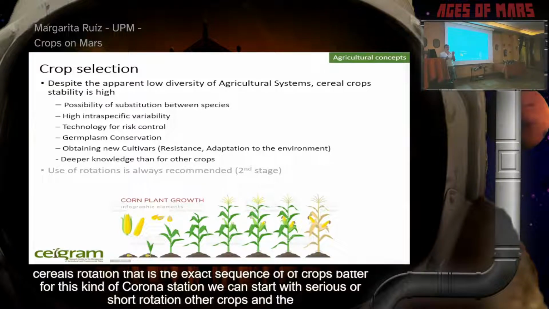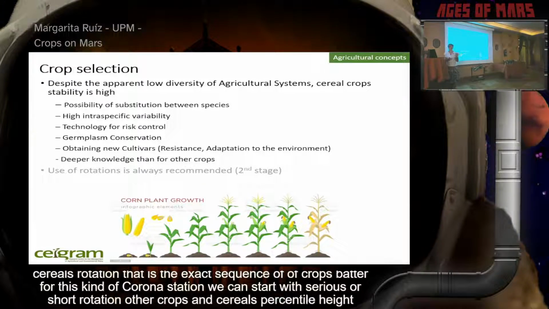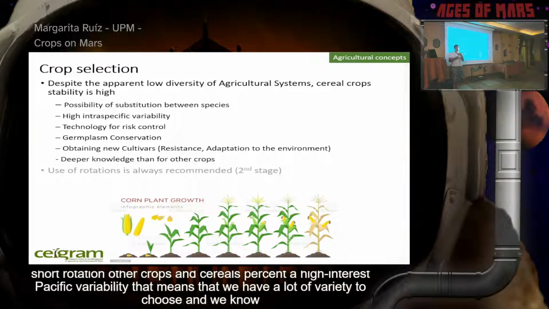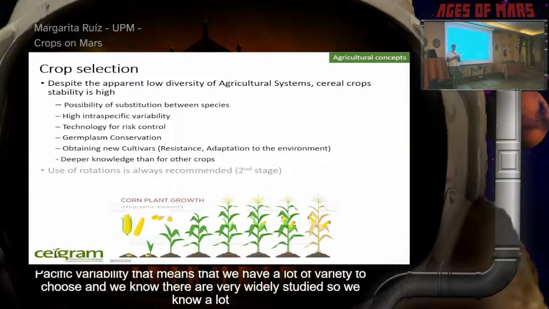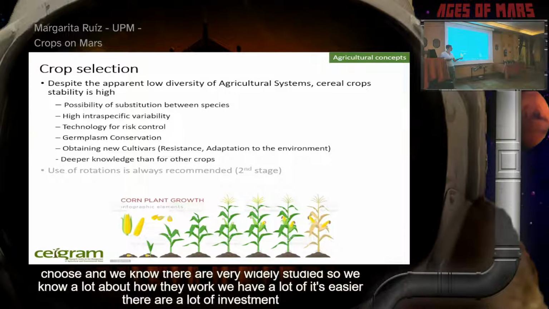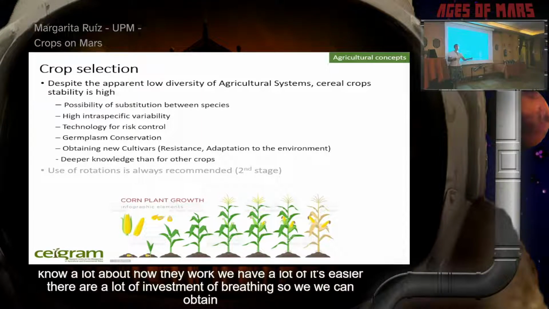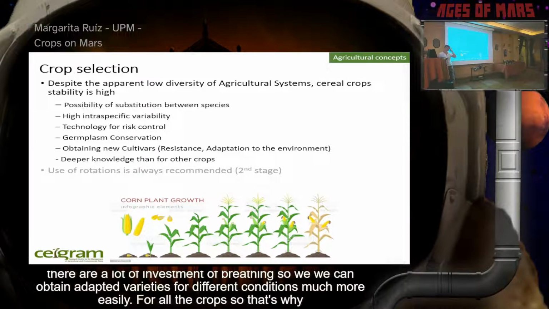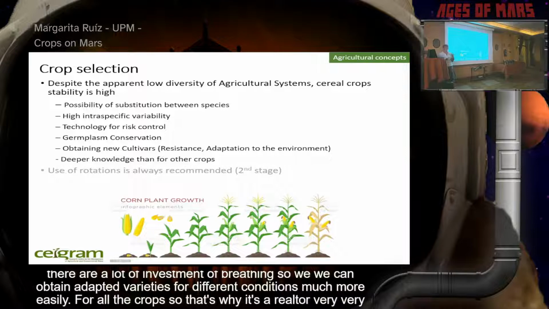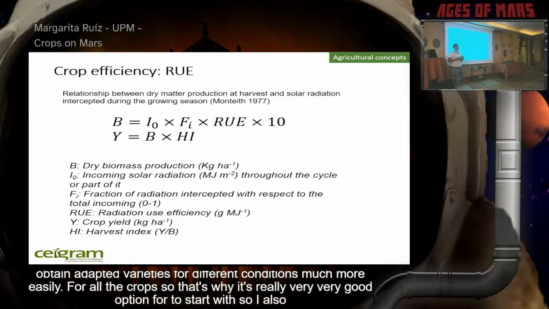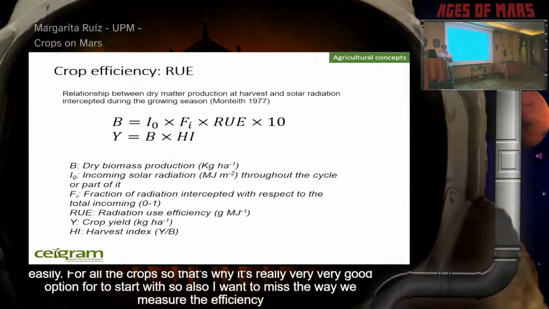And the cereals present a high intraspecific variability. That means that we have a lot of varieties to choose from. And we know they are very widely studied, so we know a lot about how they work. There is a lot of investment in breeding, so we can obtain adapted varieties for different conditions much more easily than for other crops. So that's why cereals are a very, very good option to start with. Also, agronomists measure the efficiency of a crop by different indicators, and one of them is radiation use efficiency.